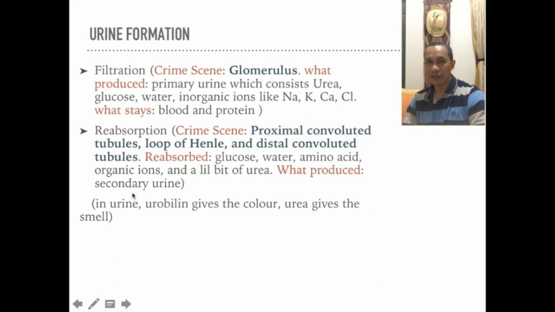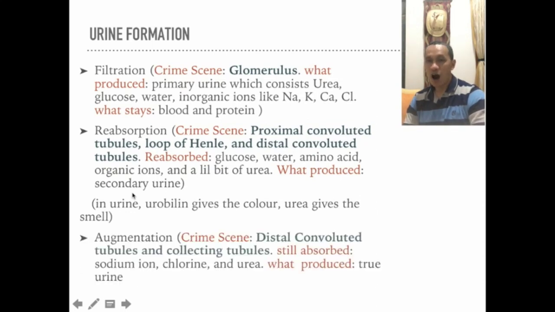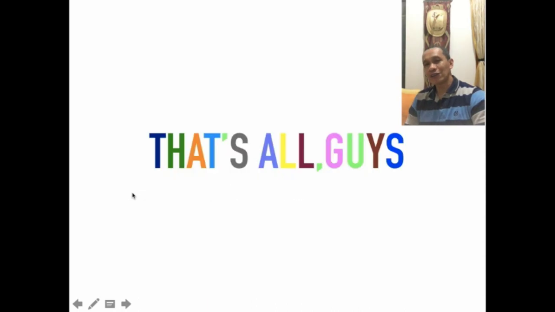The third process in urine formation is augmentation. Augmenting means to make larger, to intensify, to add up. Augmentation takes place at the distal convoluted tubule and the collecting tubule. In this process, sodium ions, chlorine, and urea are still absorbed. What is produced after the augmentation is the urine we produce. So that's all about urine formation.